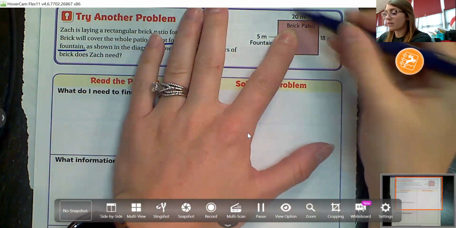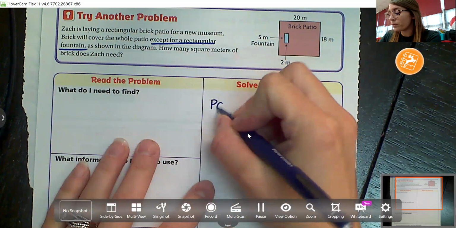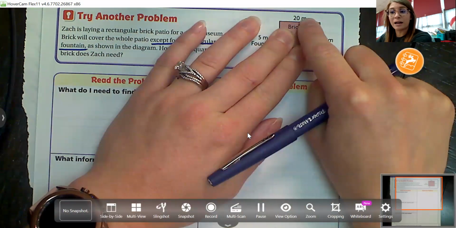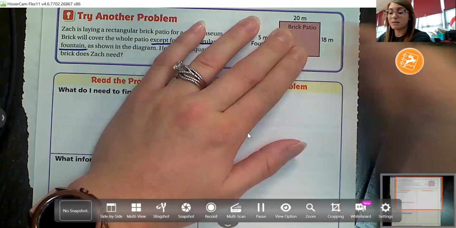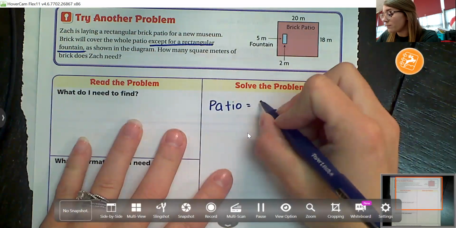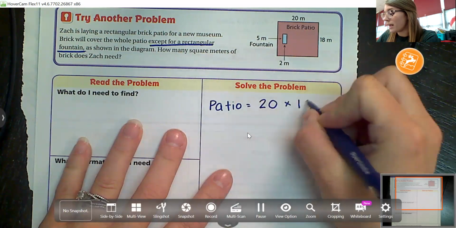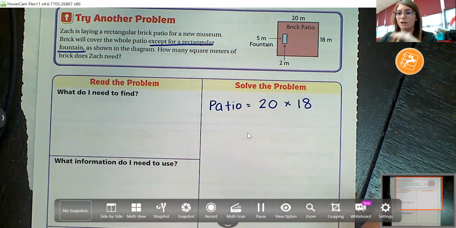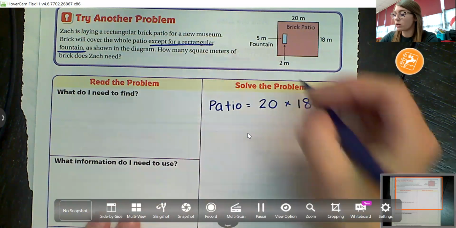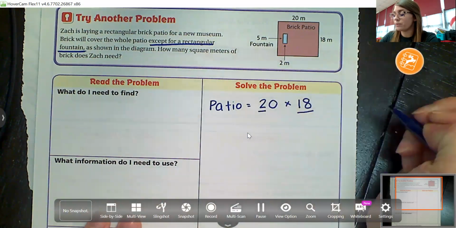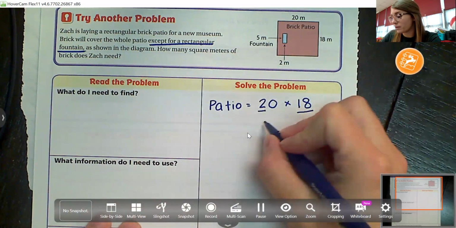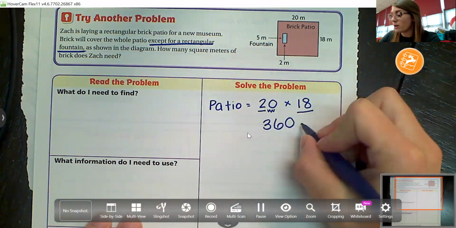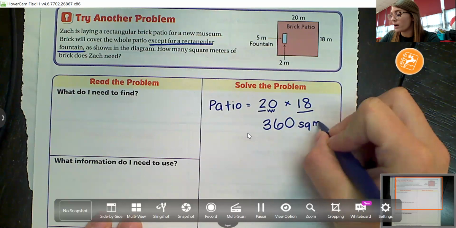So I know that to find the area of the patio, I'm going to have to multiply 18 times 20, because when I do area, it's base times height. So I'm going to do 20 times 18. All right, and I'm going to use a little bit of our skill that we learned way back when, and I'm going to look at my basic facts. I'm going to go ahead and do 2 times 18, which is 36. And then I'm going to add that 0 right here on the end. So that patio is 360 square meters.